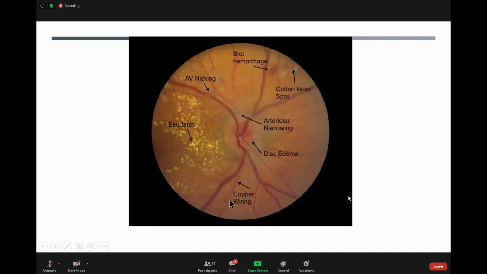And then here, yung sinasabi ni Dr. na kanina, your copper wiring or silver wiring. And then your arteriolar narrowing. Kasi po, masyadong nagiging masikip or masyadong nagiging maigting or maliit yun pong ating dinadaluyan ng dugo. Kaya po nagkakaroon ng problema dyan.